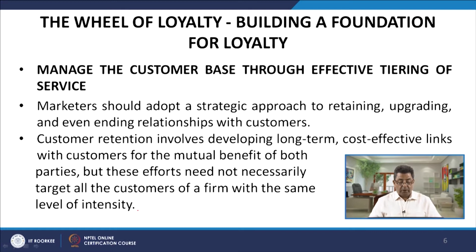Marketers should adopt a strategic approach to retaining, upgrading and even ending relationships with customers. So it is not only about retaining and upgrading relationships, but also about ending relationships with customers. Customer retention involves developing long term cost effective links with customers for the mutual benefit of both parties, but these efforts need not target all the customers of a firm with the same level of intensity, because this intensity will be different for different levels and targets of customers.